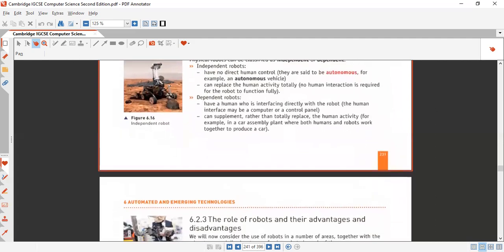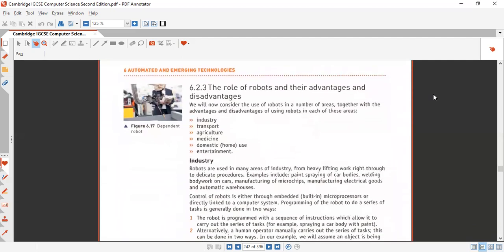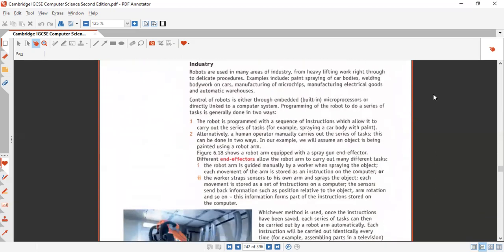Yes, sir. Okay. Now they are saying that robots are being utilized in different scenarios, like in industries, transport, agriculture, medicine, at home, entertainment, and all these things. Now, obviously, there are a few advantages and a few disadvantages for robots as well.